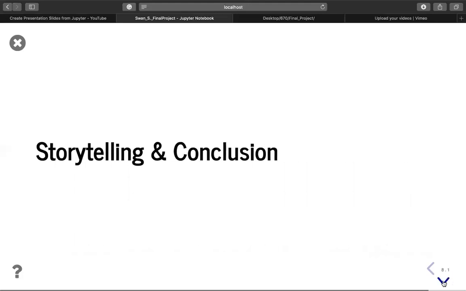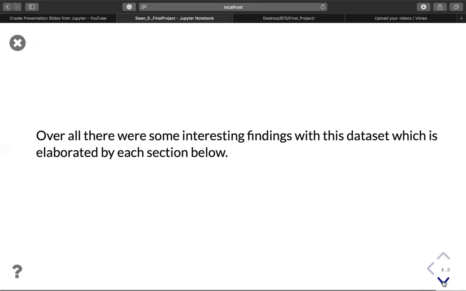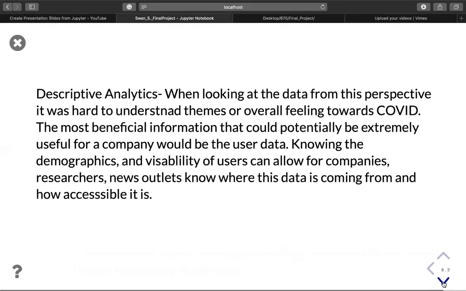So now we're just going to go through our findings and the conclusion. Overall, there were some interesting findings with this data set, and I'm just going to go through it by section. In regards to the descriptive analytics, when looking at the data from this perspective, it was hard to understand themes overall and feelings towards COVID. The most beneficial information from this section would definitely be the user data. Knowing the demographics and visibility of users can allow companies, researchers, and news outlets to know where the data is coming from and how accessible it is and who's seeing it.